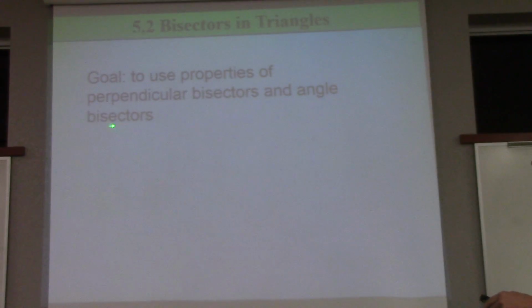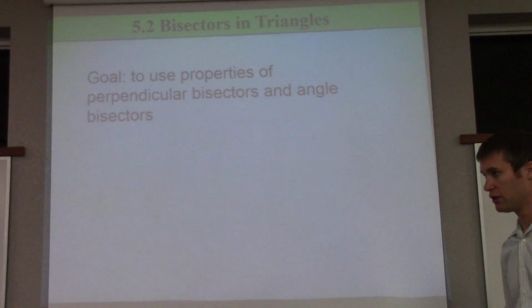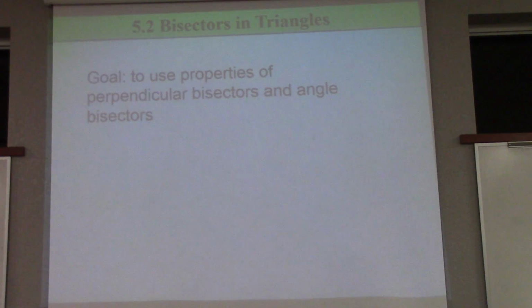And then we're going to look at an angle bisector. An angle bisector means we're going to have a line that cuts the angle into two equal parts, and see what properties we have from there. So we'll start out with the first part.